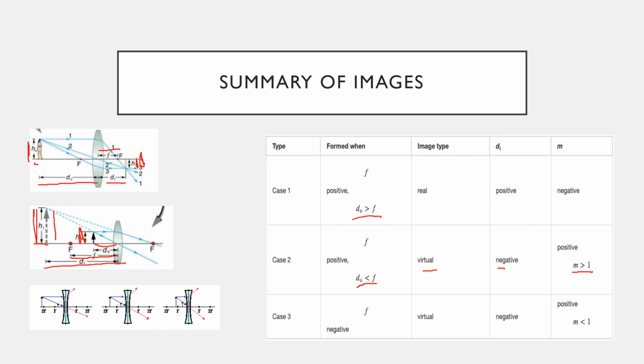And then in case 3, with the concave lens, regardless of where our object is, we will always have a negative di, or distance to the image, because the image is always formed on the same side in all of these, regardless of where the object is. And m is still positive, but it's going to be less than 1 because the height of the image is going to be smaller than the height of the object, or negative di over do is still positive, but small. And this gives us, in this case, a negative virtual upright image.